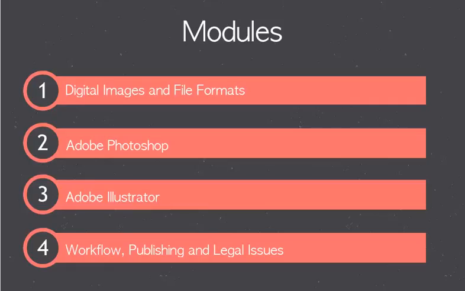We will have 4 modules in this course that will be quite extensive. The first one, we will start out discussing digital images and some of the various file formats that we'll be using. Then we'll move into a pretty intense section about Adobe Photoshop, which is the image manipulation software, followed by Adobe Illustrator, which is the draw software. And then we will discuss throughout all of this workflow, publishing, and any legal issues such as copyright, infringement, and trademarks, and other things like that.